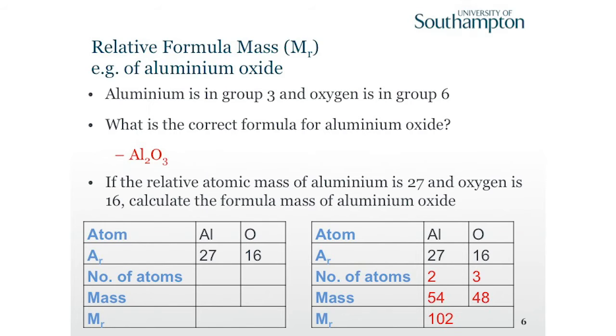To work out the relative formula mass, they need to take into account 2 aluminiums to 3 oxygens. So they look up aluminium on the periodic table. Its relative atomic mass is 27. Oxygen is 16, so you need 2 aluminiums, 3 oxygens, and you add them up to give a total of 102. So once you've got those 3 things sorted and your students have had some practice and you've revised that a little bit, we're going to get on to talking about the mole.